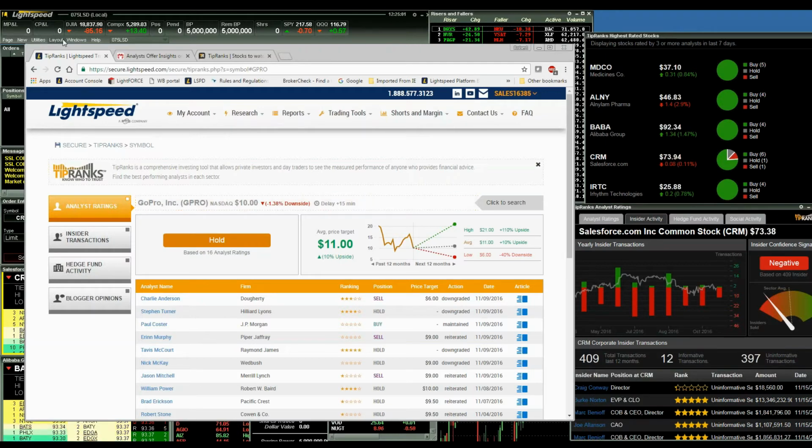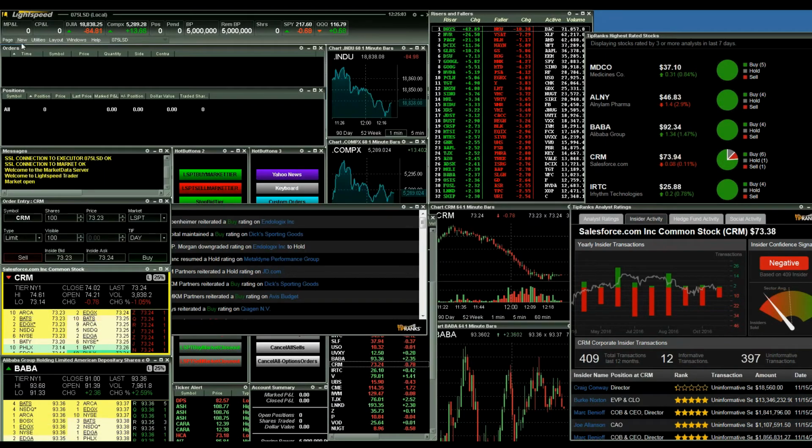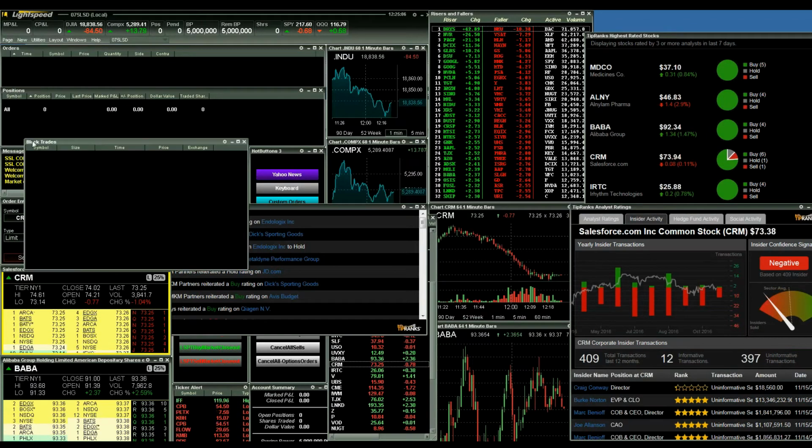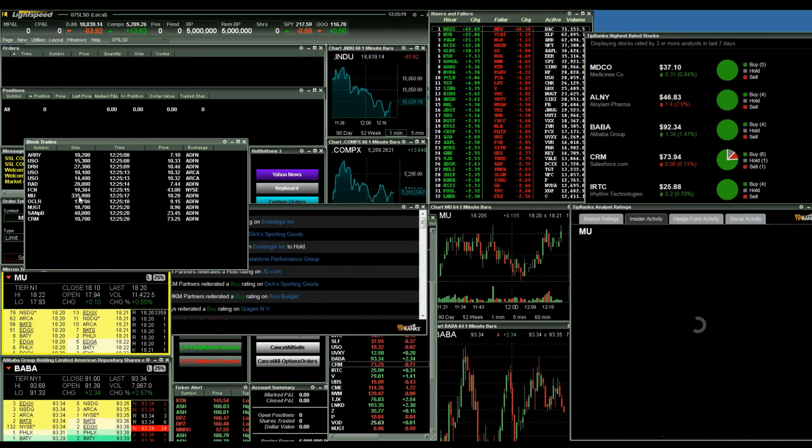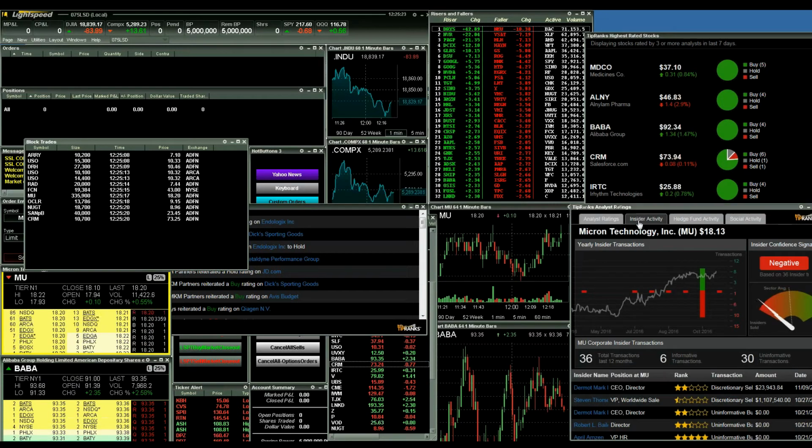We do also have a block trade filter on the Lightspeed Trader software, which can give you a sense of where there are certain large trades moving, and then you can relate it to insider activity and analyst ratings to see how that relates. So you can see there's a big trade here, MU, and then we can look at the insider activity from there, using those block trade filters to see how the analysts feel about it and if there's insider activity that these block trades can be correlated with.